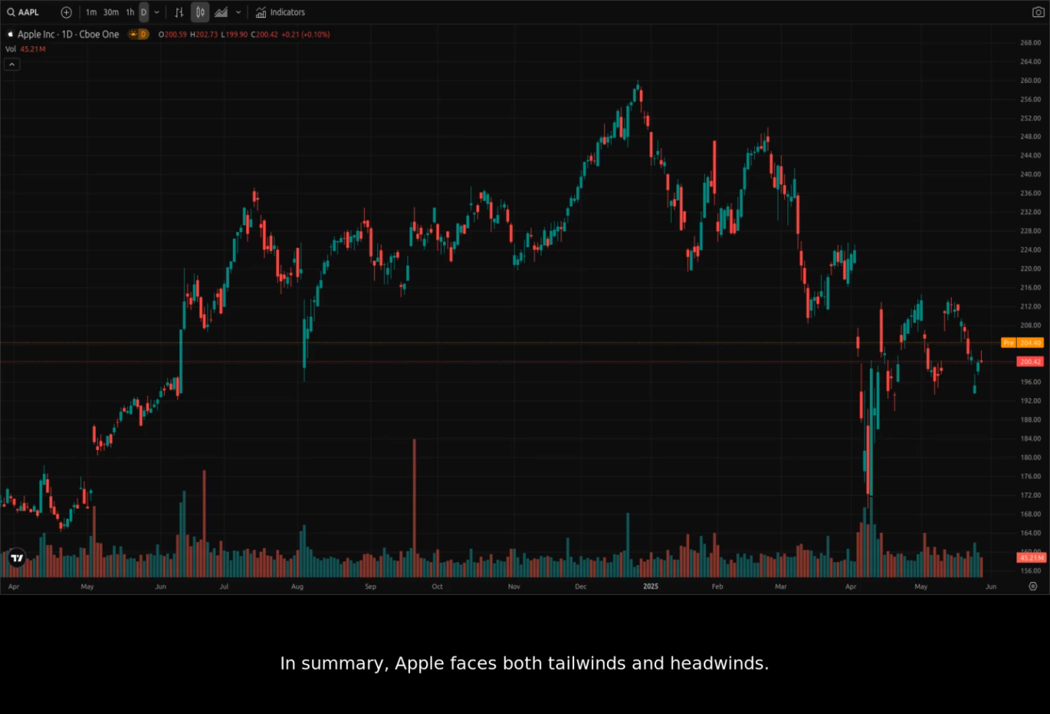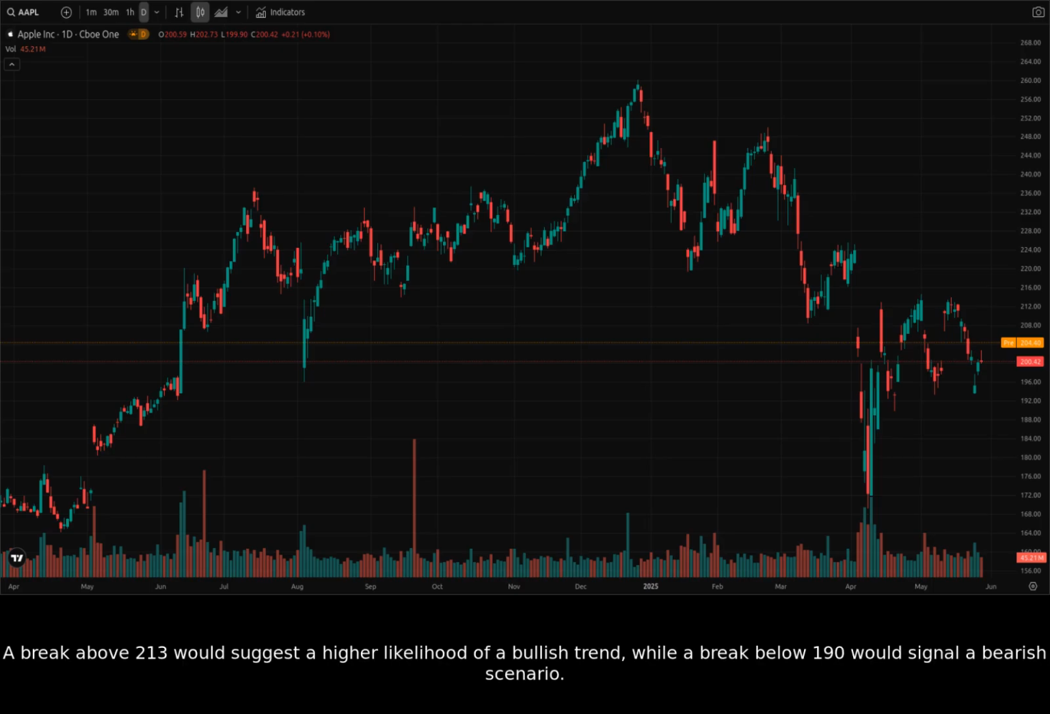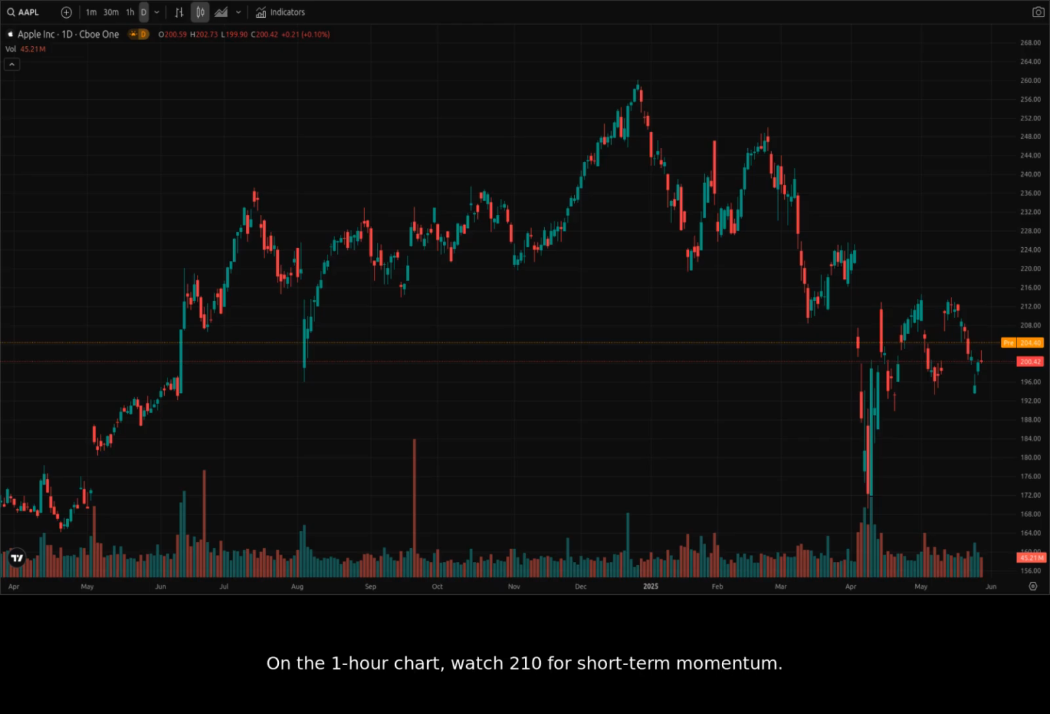In summary, Apple faces both tailwinds and headwinds. The charts suggest key levels to watch are 213, resistance on the daily, and 190, support on the daily. A break above 213 would suggest a higher likelihood of a bullish trend, while a break below 190 would signal a bearish scenario. On the 1-hour chart, watch 210 for short-term momentum.